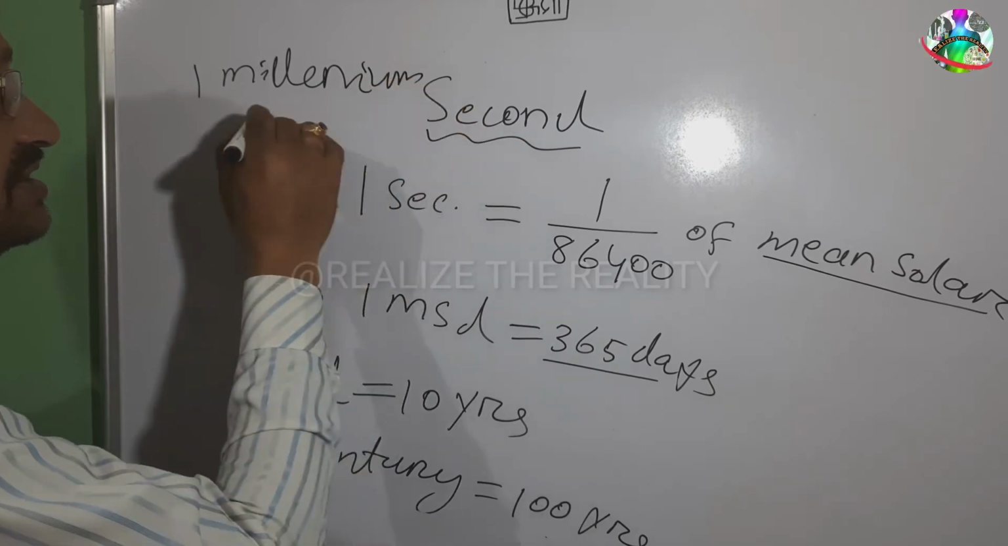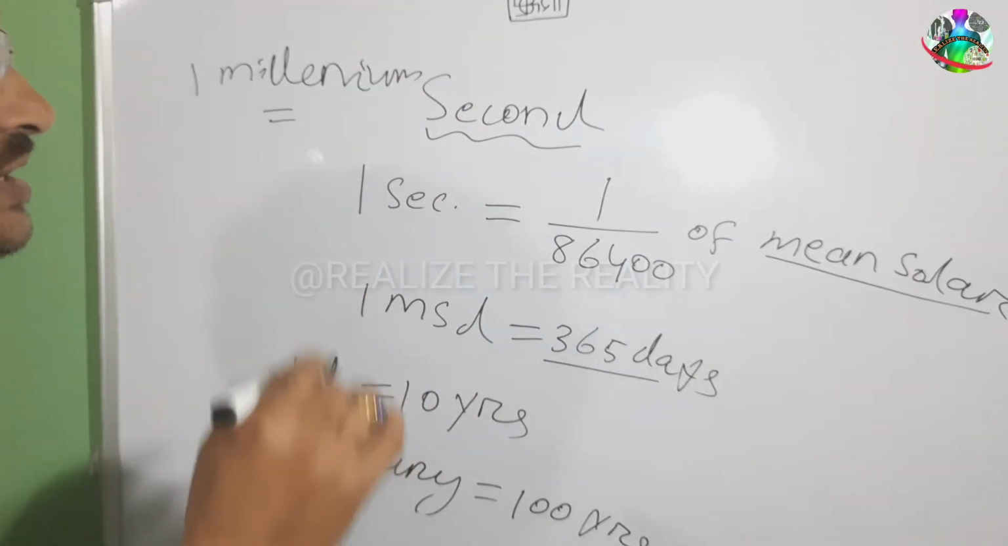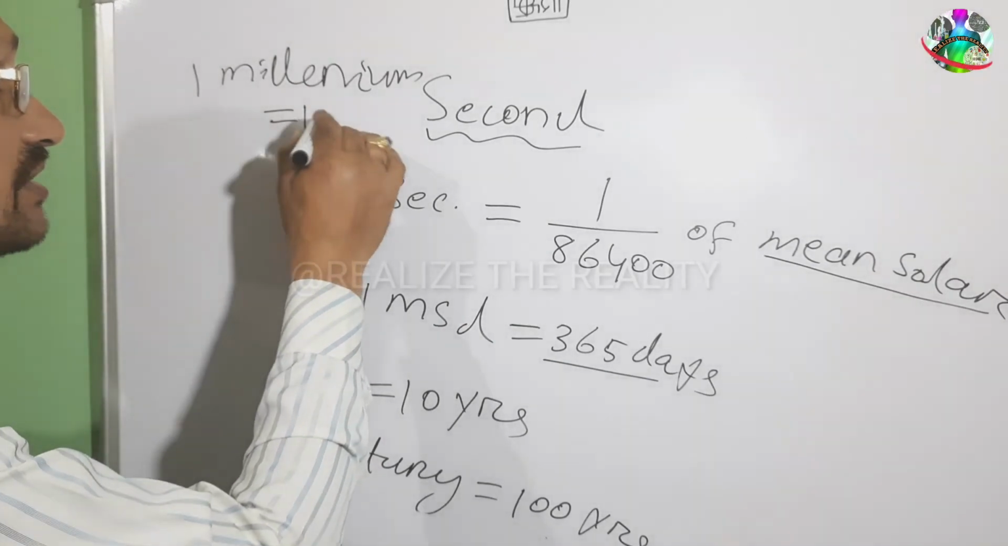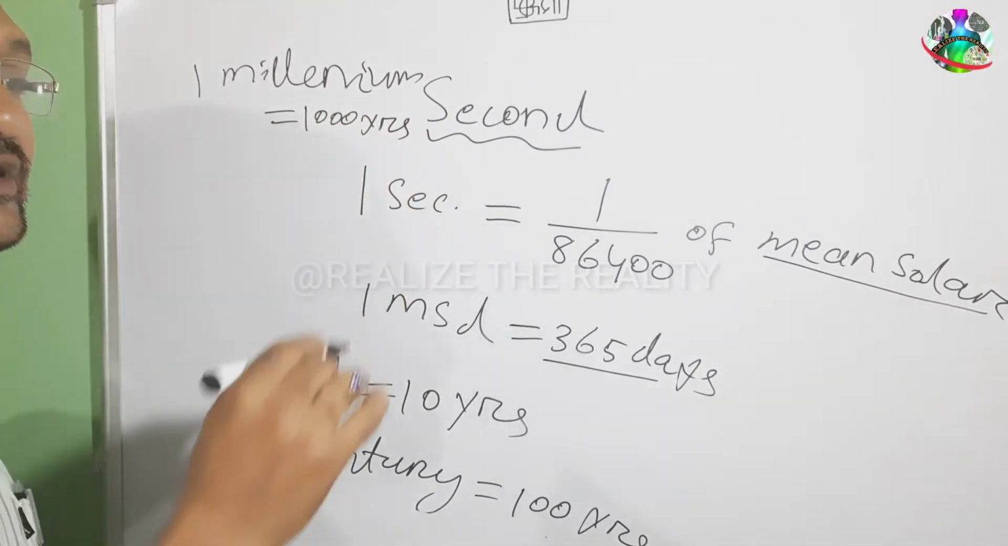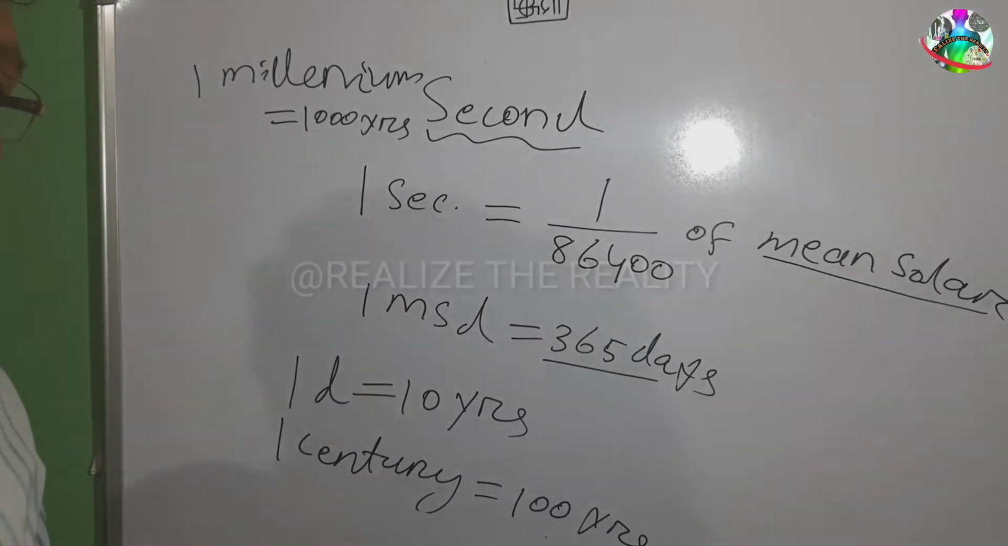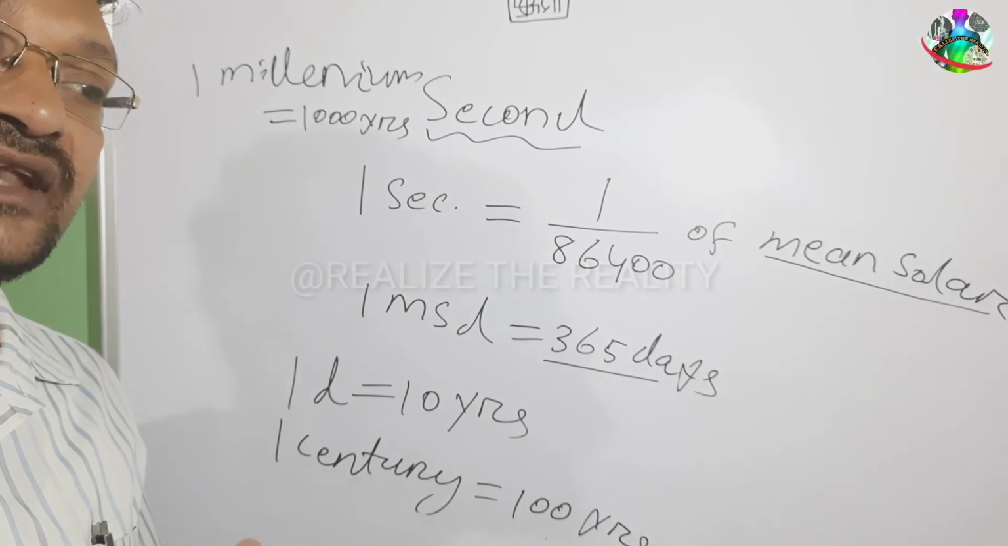Generally we use it, millennium, baby. Sometimes you can say new millennium also. So 1 millennium equals 1000 years. So these are the different units we have already studied for time. So children, I said to you 3 fundamental units: mass, length and time.